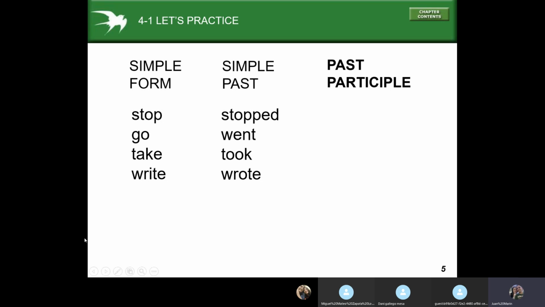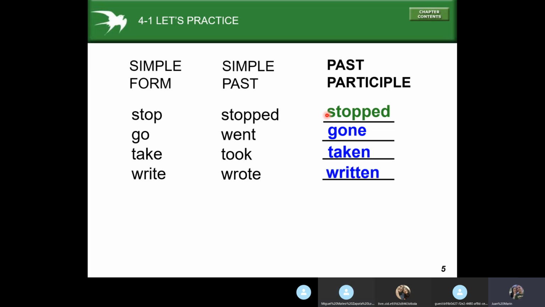Okay, past participle of stop. Stopped, good. Go. Gone, very good. Take. Taken, very good. Write. Written, very good. Excellent. So there you have only one regular verb.